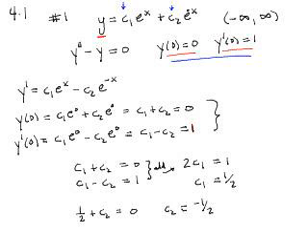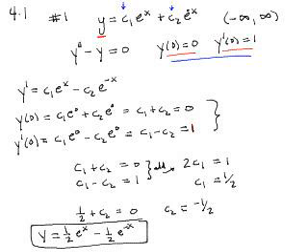And so now I have my two constants, and I can write the member that solves my differential equation with the given initial values, and that would be 1/2 e to the x minus 1/2 e to the minus x. And this is the solution I needed to find.